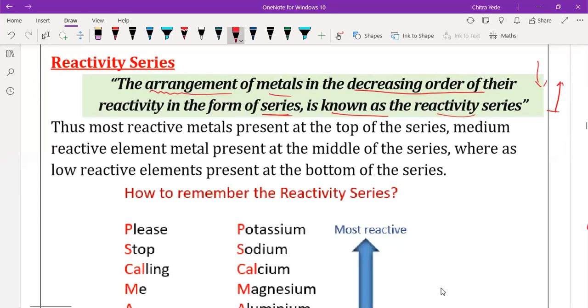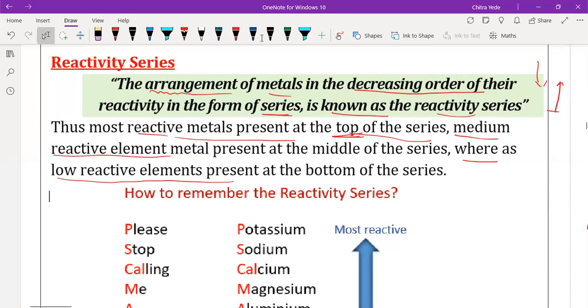So we can say the most reactive metals are present at the top of the series. At the middle of the series medium reactive elements are present, whereas at the bottom of the reactivity series lower reactive elements are present. Here we have a diagram. You can take a screenshot of that, then I'm going to scroll it down.